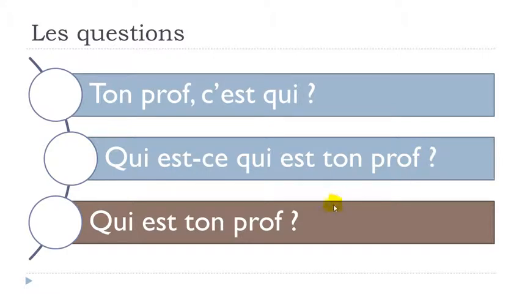And the official or formal way, it's basically not that difficult or that long, okay? Normally, if you want to ask a question correctly, the official way, you start with the question word. So qui, who, and then the verb: est ton prof. Qui est ton prof? Okay, first one: Ton prof, c'est qui? Qui est-ce qui est ton prof? Qui est ton prof? All right.